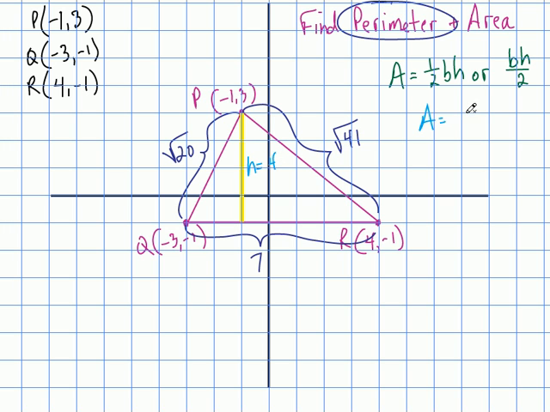So let's do the area. The area is base times height. What's the base? 7 times the height, which is 4, divided by 2. And that's 28 divided by 2, which is 14. So that's the area. Can you see that one right there? All right. That's not so bad, is it? Yes.